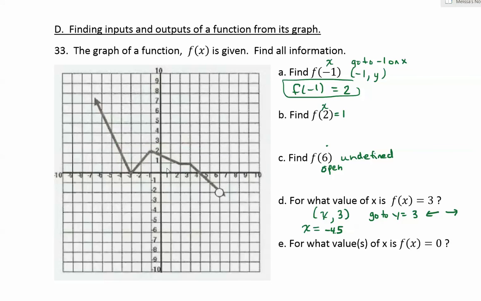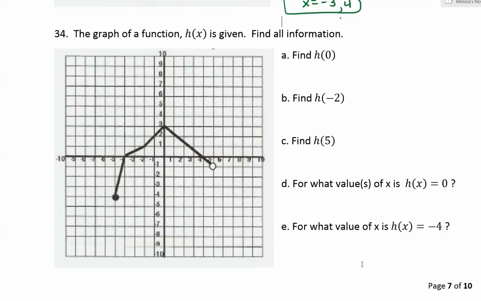For what value of x is f of x equal to 0? So now we want to know what's x when y is 0. So go to y equals 0, go left and right to hit the graph. So at y equals 0, if I go left, I hit the graph at x equals -3. And if I go right, I hit the graph at x equals 4. So there are two x values where y is equal to 0.